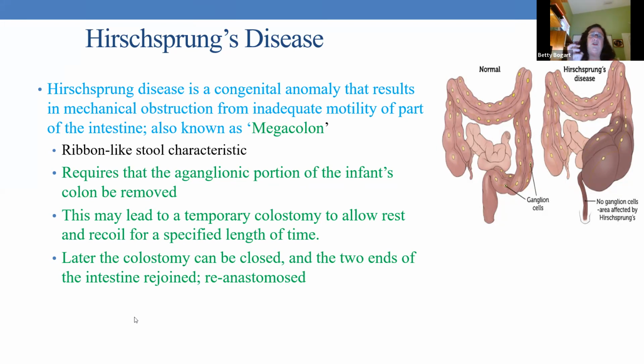What we do is a biopsy and an x-ray, find out no nerves, send them to the OR, and they will get a colostomy. It will be closed later on, but they need the bowel to rest for a while. So Hirschsprung's, ribbon-like stools, need a colostomy, which will be closed later on.